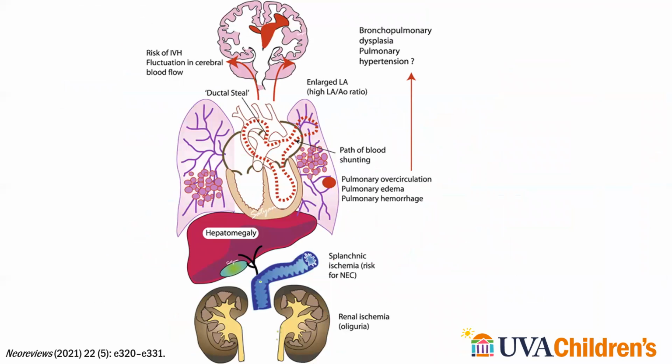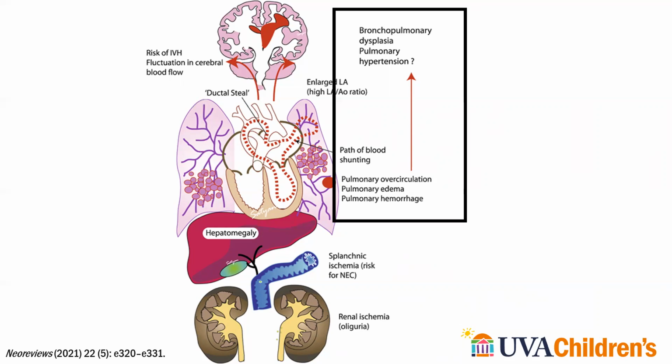So this slide is a summary of how the PDA can affect the preterm infant and the causal relationship to neonatal morbidities. You get persistent left to right shunting, allowing for increased blood flow through the pulmonary vascular bed, leading to pulmonary overcirculation and consequently systemic hypoperfusion. This is referred to as ductal steal.